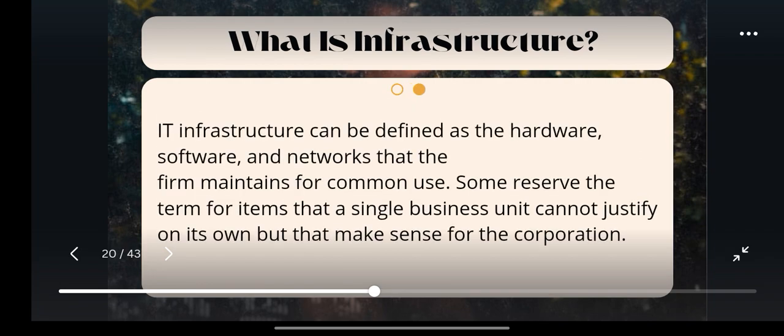So what is infrastructure? Information technology infrastructure can be defined as the hardware, software, and networks that the firm maintains for common use. Some reserve the term for items that a single business unit cannot justify on its own but that makes sense for the corporation.